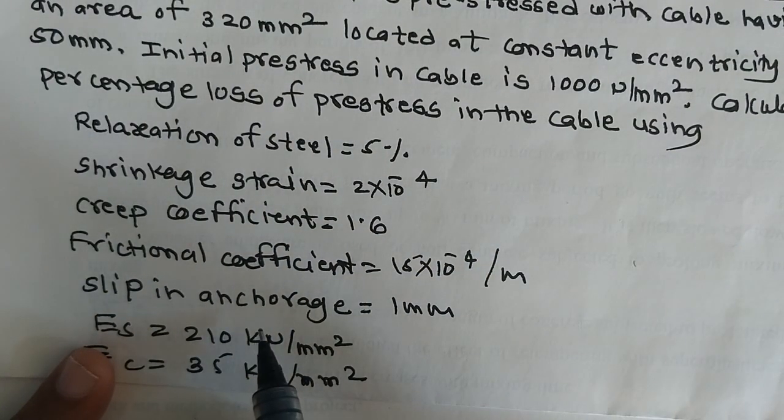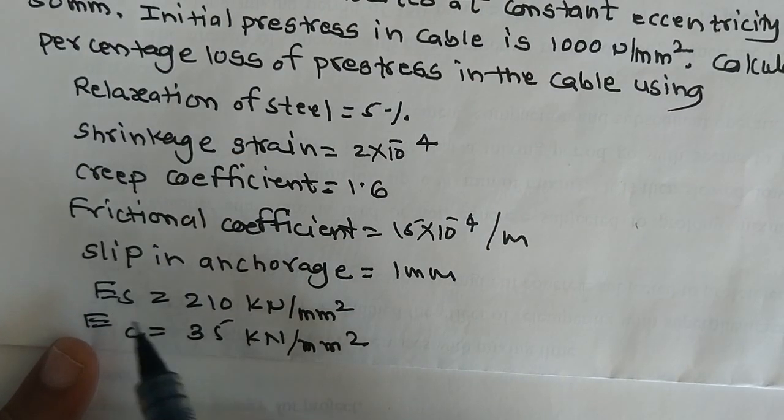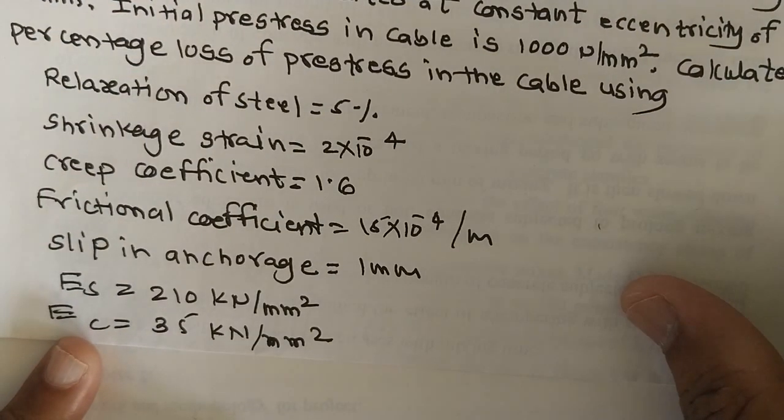Anchorage slip is equal to 1 mm. Young's modulus of steel is equal to 210 kN per mm square and Young's modulus of concrete is equal to 35 kN per mm square. Let us solve this problem.